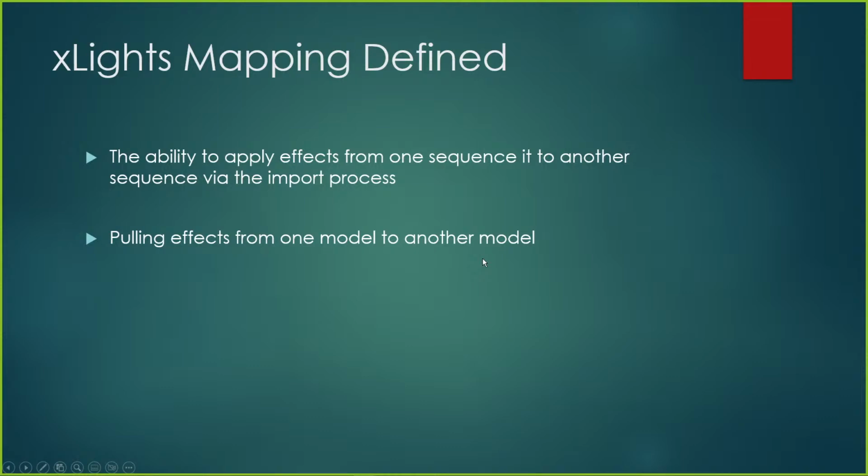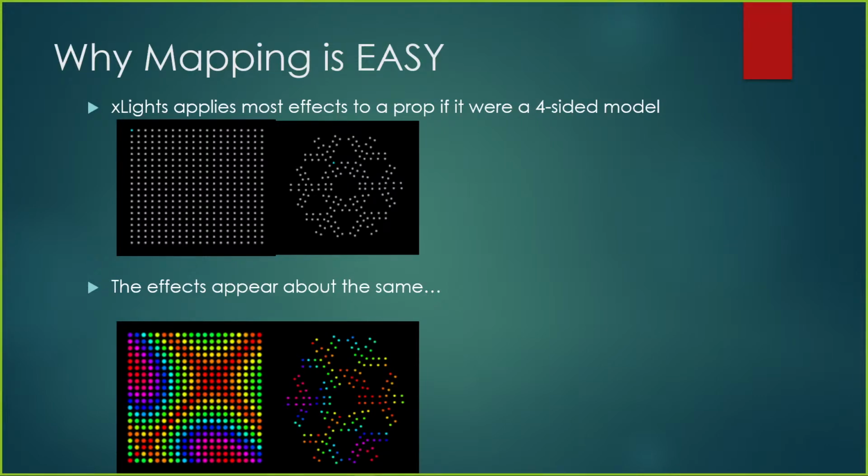The first thing I want to talk about is defining what mapping is. When we consider mapping, it's the ability to apply an effect from one sequence in another sequence via the import process. So you're able to take somebody else's work or another sequence that has been created and apply it to your own home layout. We do this by pulling in effects from one model to another model, or a group of models to another group of models. So there's the idea of mapping. It's a really simple context.